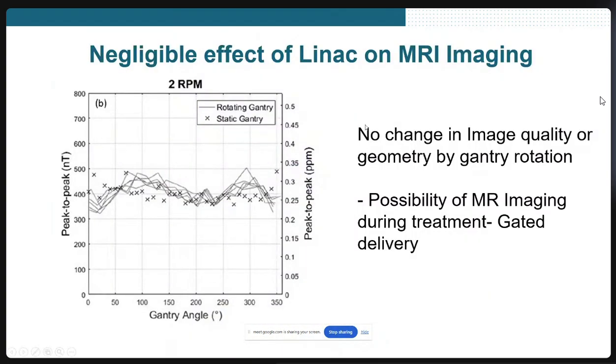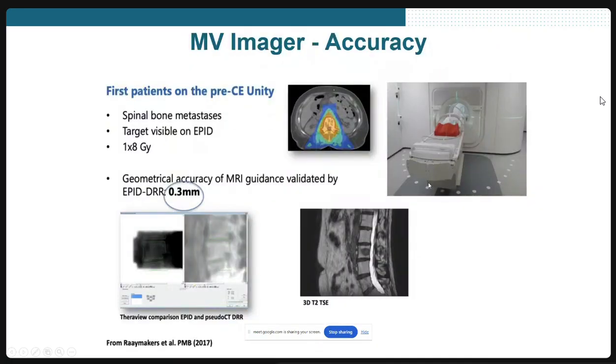And we also tested our own; the effect of the LINAC on MRI imaging is quite less. It's nothing feeble. I think there are some good papers which show that it really works well. How about the accuracy of the LINAC? The LINAC geometric accuracy is very good because it's a ring gantry system.